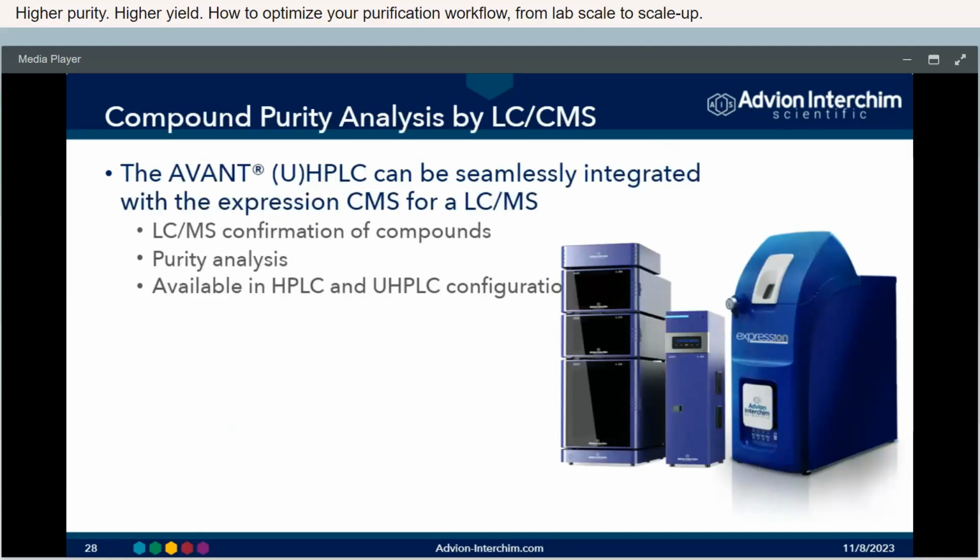Okay, and then we also offer the Avant, which seamlessly integrates into the CMS. This is our HPLC. So you can run LCMS for confirmation and purity analysis of your compounds. And again, it's available in the HPLC or UHPLC configurations, depending on your needs.